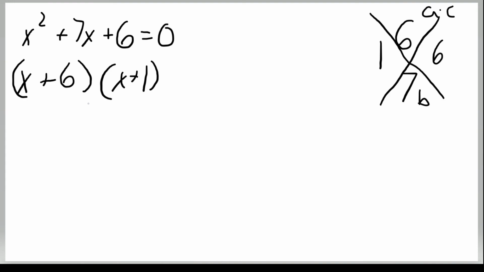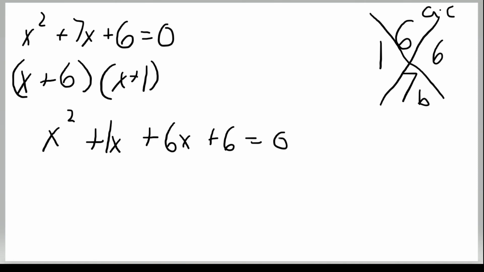Now, using the grouping method is a little different. You take the numbers that you found over here, the 6 and 1, and you use them, but you split up the 7. So it'd be x squared plus 1x plus 6x plus 6 equals 0. And then you group them. So you group these and you group these.